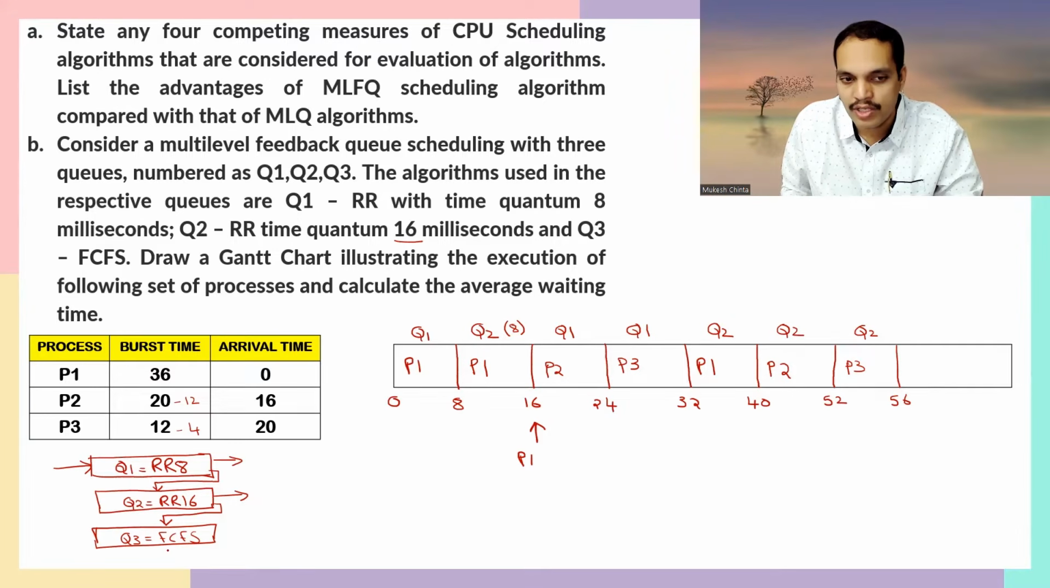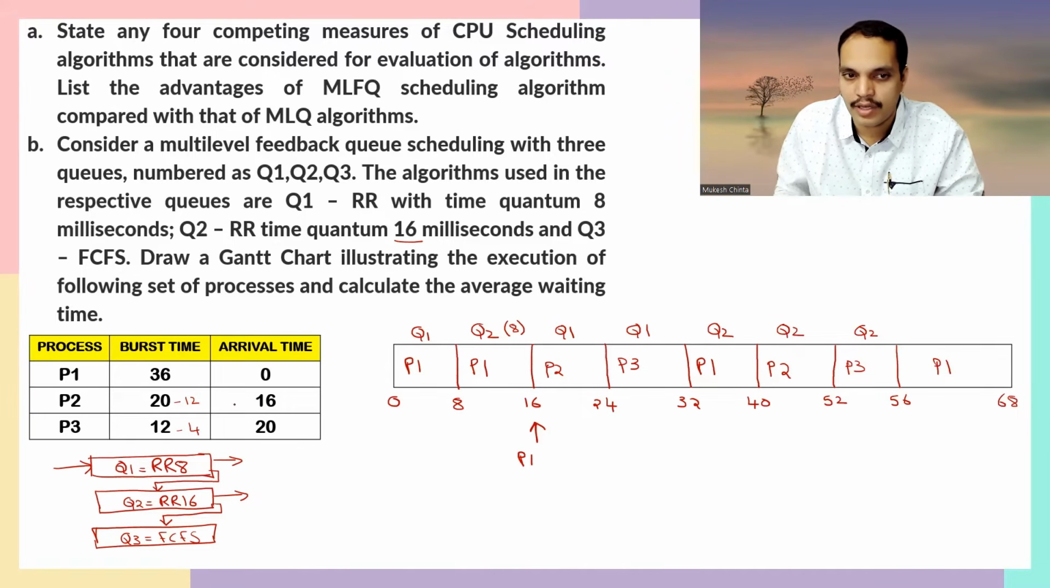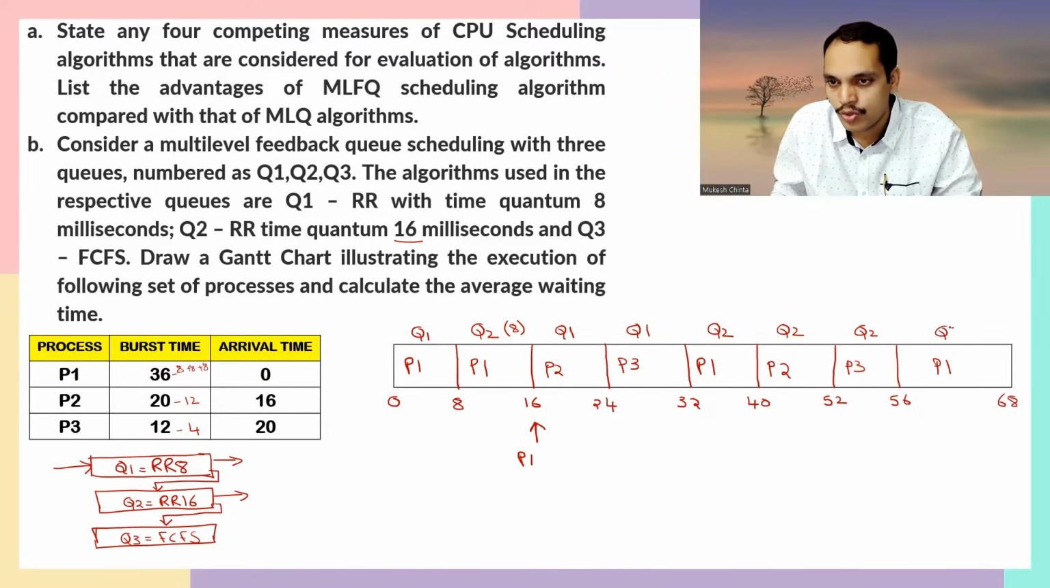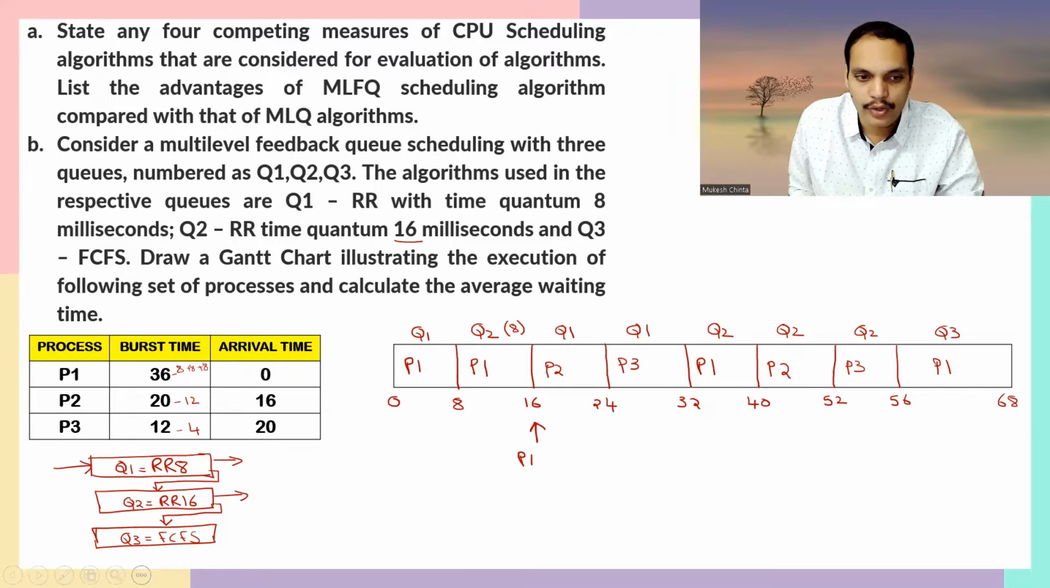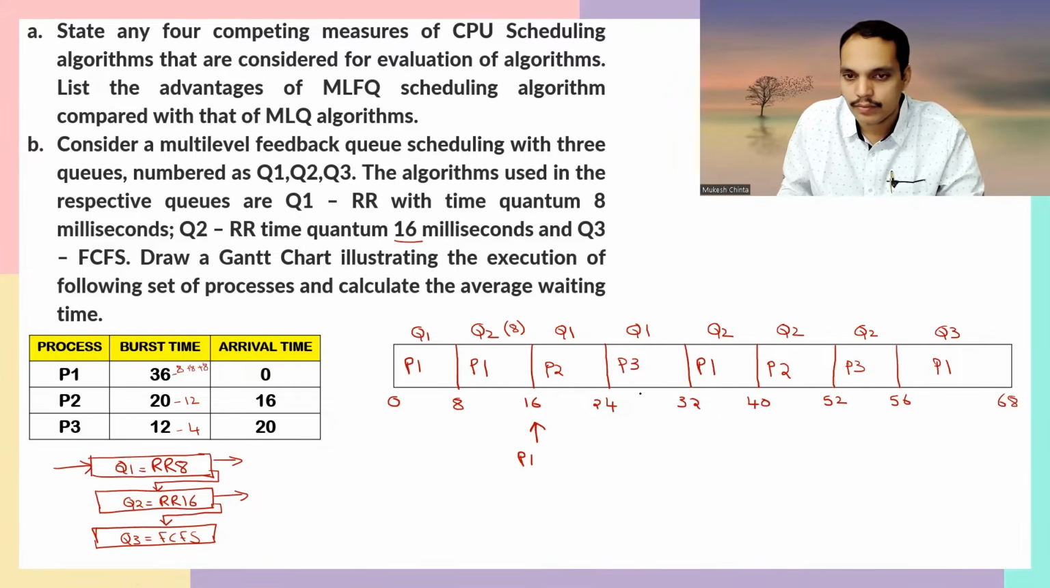At this point, all the other processes in Q1 and Q2 are done. There is only one process which is waiting in Q3, which is P1. So which I assign here, which goes till 68. 12 remaining, isn't it? Out of 36, I first assigned 8, and once again 8, once again 8, and finally there is a 24. The remaining 12, I'm doing it here. This belongs to Q3.